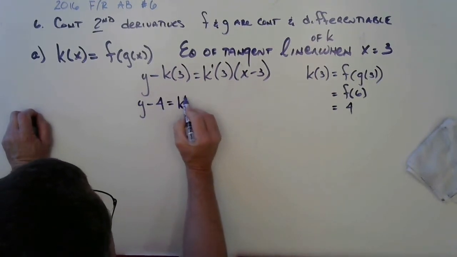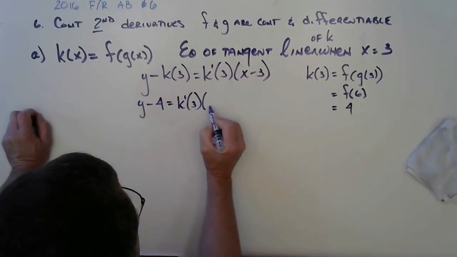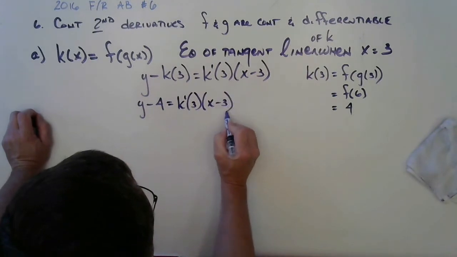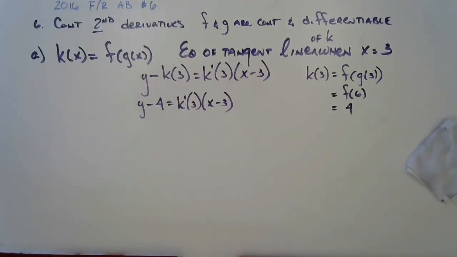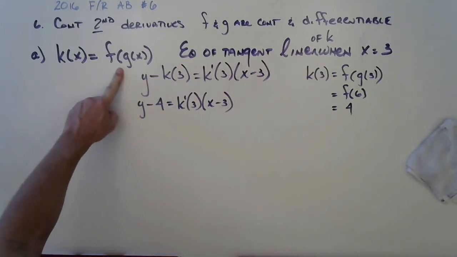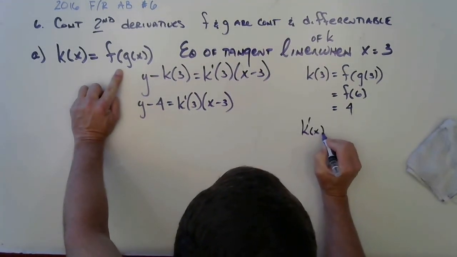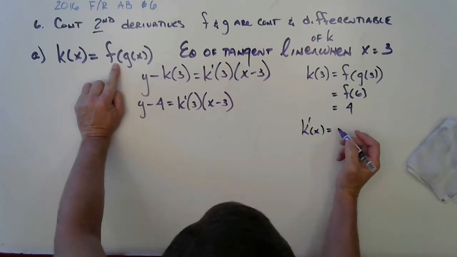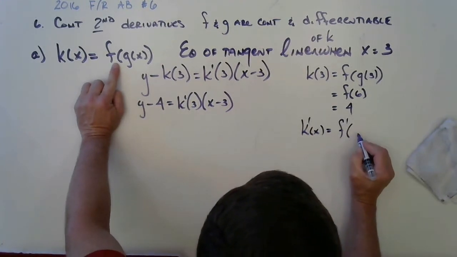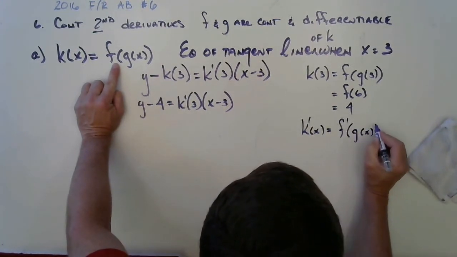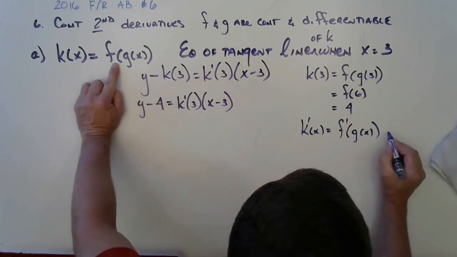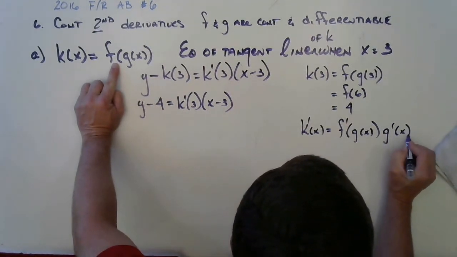Now I need k prime of 3. And if you're thinking to yourself, I don't know the derivative of k. Yes, you do. k is this. You know k prime is equal, you know the chain rule, it's the derivative of the outside function at the inside function times the derivative of the inside function.